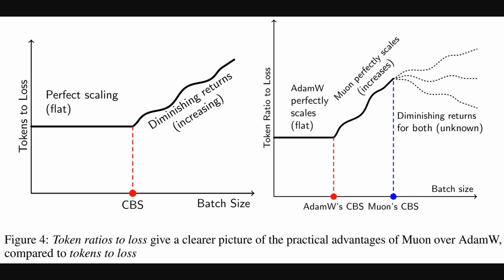And this conceptual diagram really helps visualize why that token ratio metric is so useful. So on the left, we see a typical performance curve. As you make the batch size bigger, training is efficient up to a certain point, which is called the critical batch size. After that point, you hit diminishing returns and need more and more data. The key insight is on the right. Both optimizers have a critical batch size, but Muon's is significantly larger. This means there's a whole range of batch sizes where AdamW has started to become inefficient, but Muon is still scaling perfectly, which is why its advantage grows so much in that region.